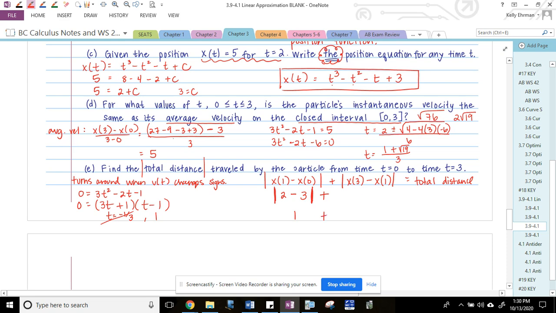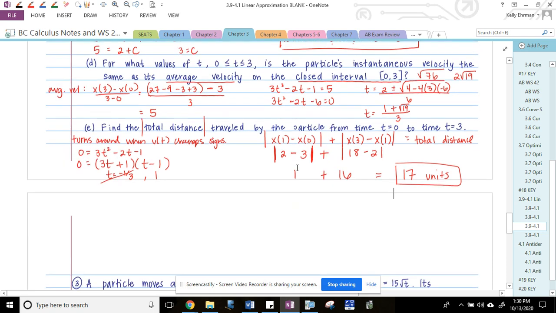And then x of 3, we had figured out back here. That's 18 and then minus 0. So that's 18. Minus x of 1, we found out before, was 2. Now, you didn't need absolute value around that, but it's not wrong to write it. It's fine. We needed that turning point to know how to split this up. So 1 plus 16 is a total distance of 17 units. Again, we don't have any actual units like centimeters or inches or anything, but that would be the total distance.